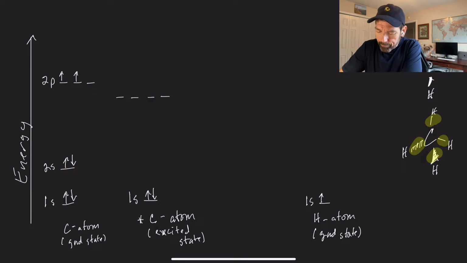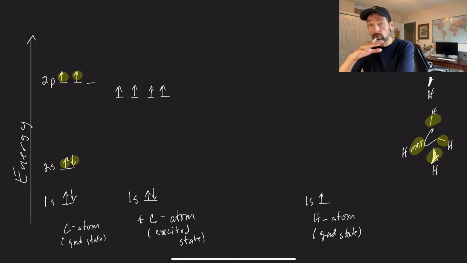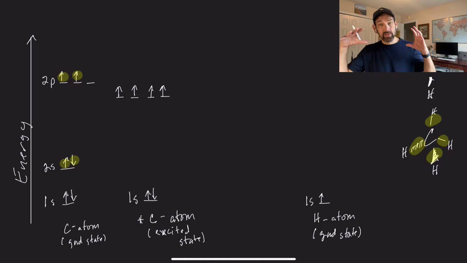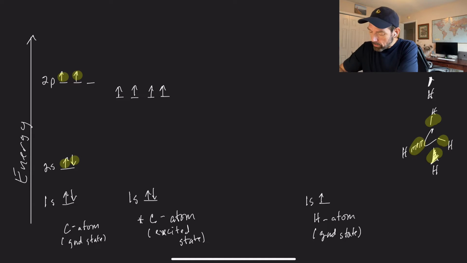I'm backing that up. Now we see that there are 1, 2, 3, 4 electrons. So I'm going to put 1, 2, 3, 4 electrons. I have followed Hund's rule. The electrons are as evenly distributed as they can be before they double up.